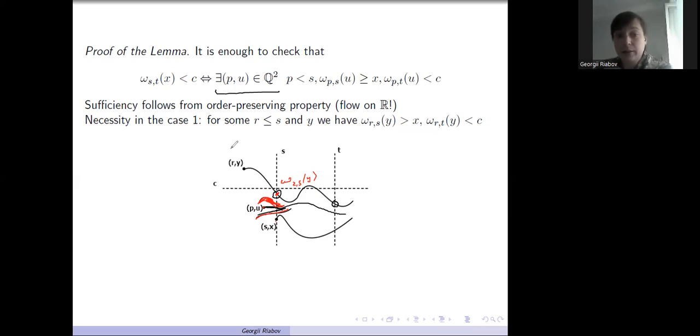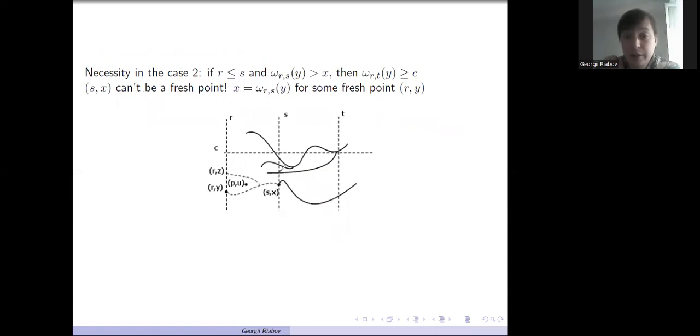Okay, it is proved in the case when some trajectory was above x at time s and below c at time t. But what if there are no such trajectories? So this is case two. Case two means that if a trajectory is above x at time s, then it must be above c at time t.